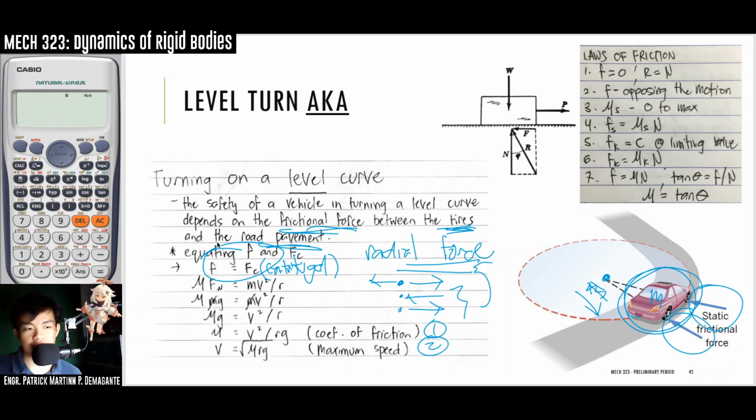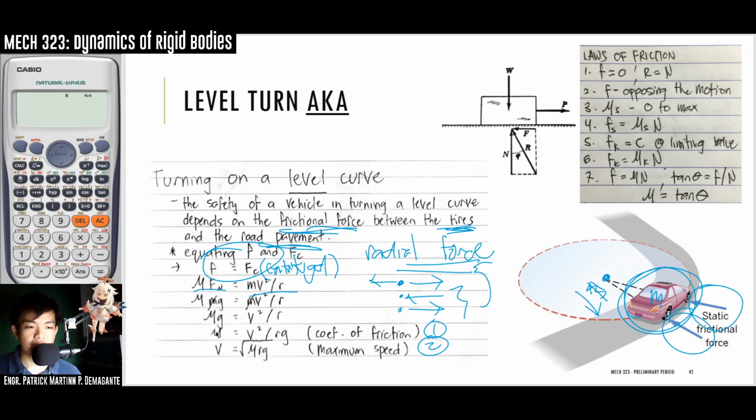F is equal to FC. Alam mo naman yung values ni F, formula ni centrifugal force. Substitute na lang. Huwag niyo nang i-memorize lahat. Yung concept lang para hindi kayo ma-overload.